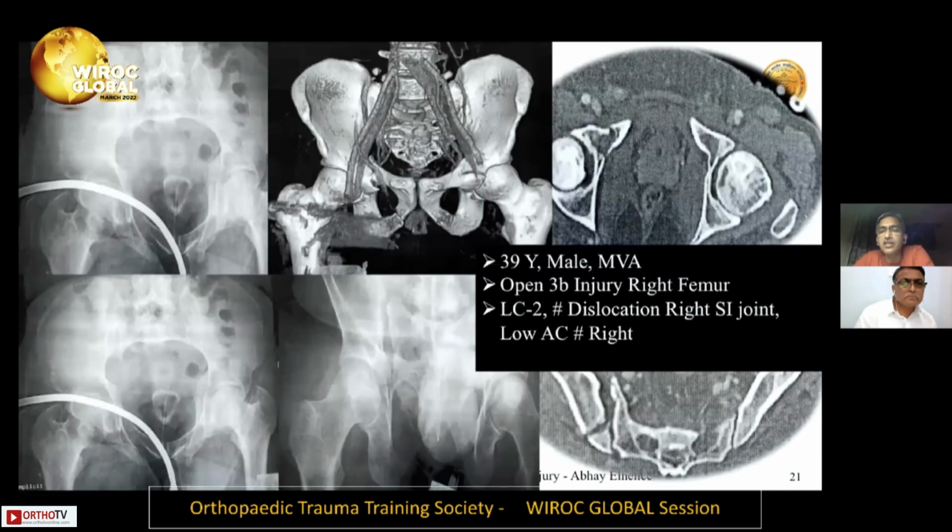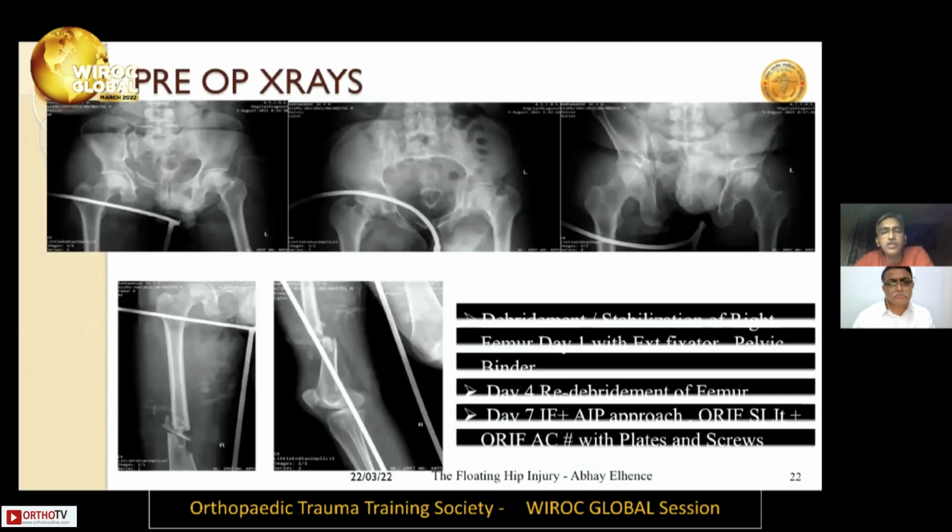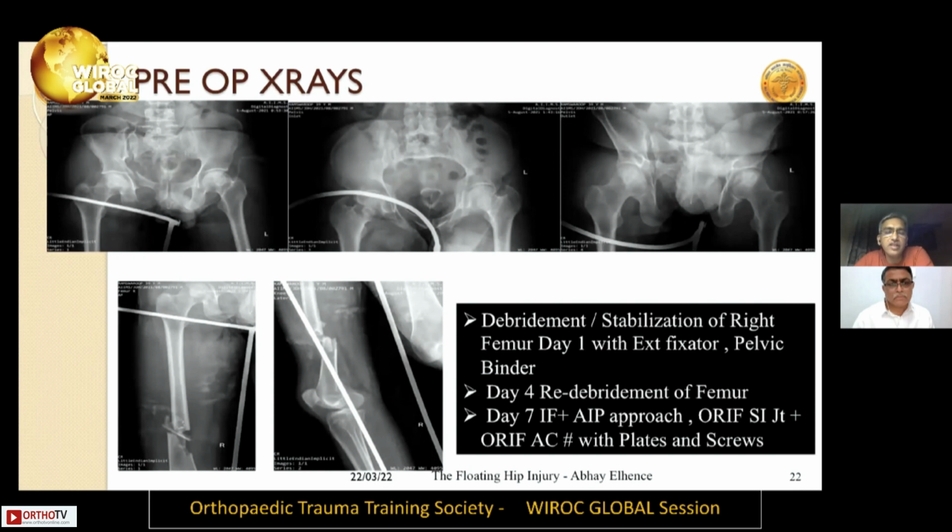And that's another 39-year-old male, sustained injury in a motor vehicle accident, an open 3B right femur with an LC2 dislocation of the right SI joint and a low anterior column fracture of the right acetabulum. Again, the key is that one has to do a DCO, a debridement, stabilization of the right femur, which was done on the first day. The patient was put on a pelvic binder, again taken in for a redebridement of the femur on day 4.